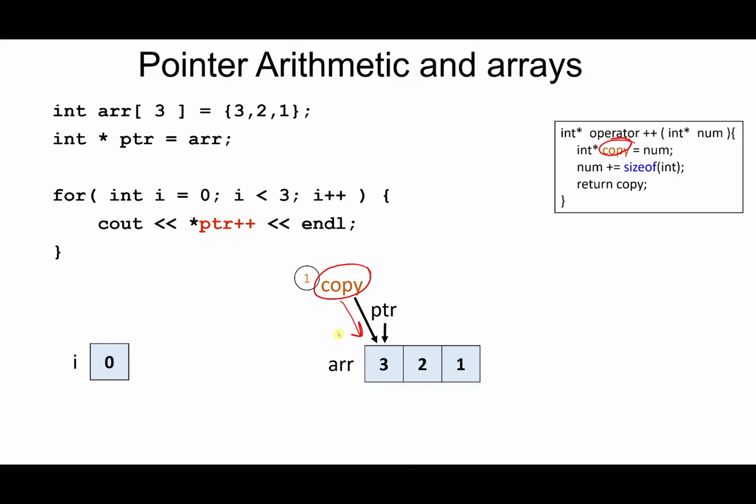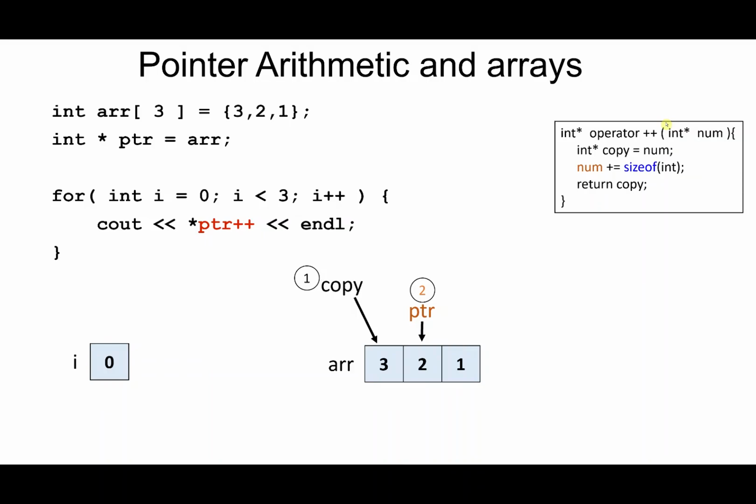So PDR is being num, right? PDR, because this is what I'm passing, is being substituted by num. Then I'm incrementing num by the size of int. So PDR is advancing 1 int, which means 4 bytes, 1 location.